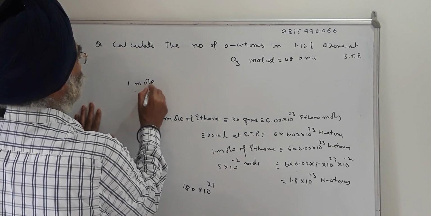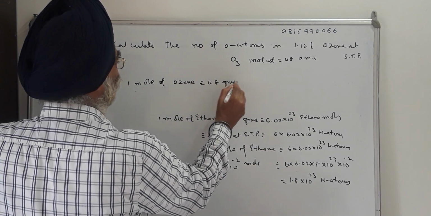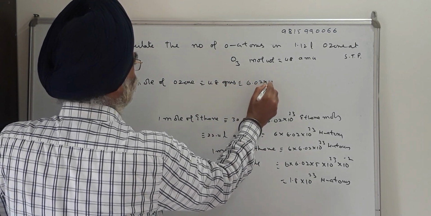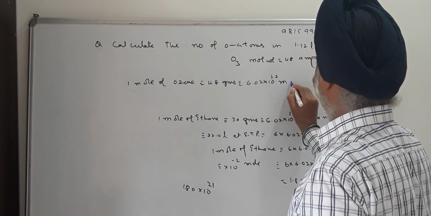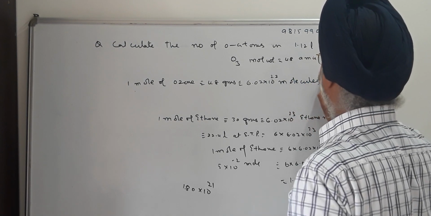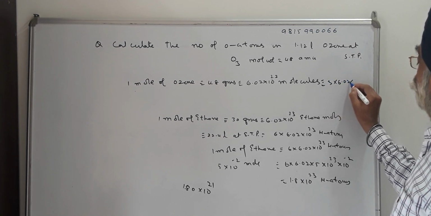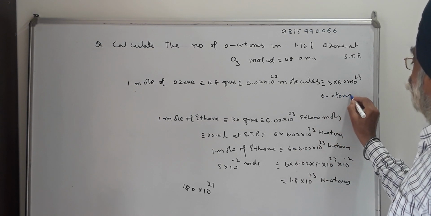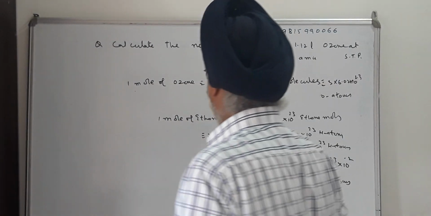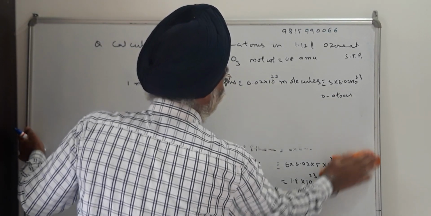1 mole of ozone, how many grams? 48 grams. 6.02 into 10 raised to the power 23 molecules. And how many oxygen atoms? 3 into Avogadro's number of oxygen atoms. We have this information on board. We have 2 methods to solve this question.